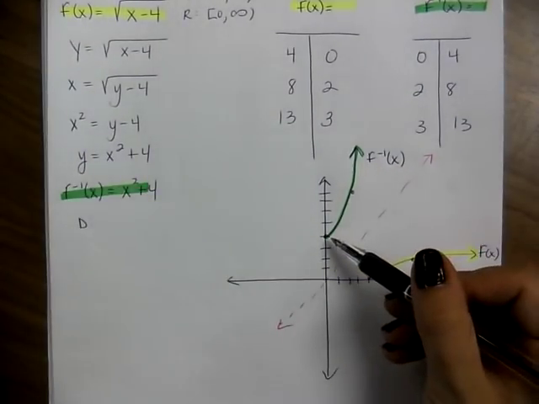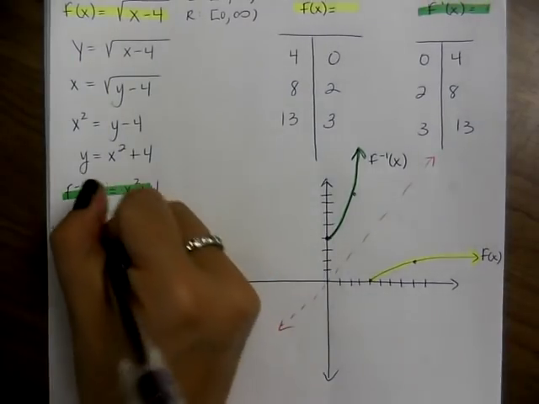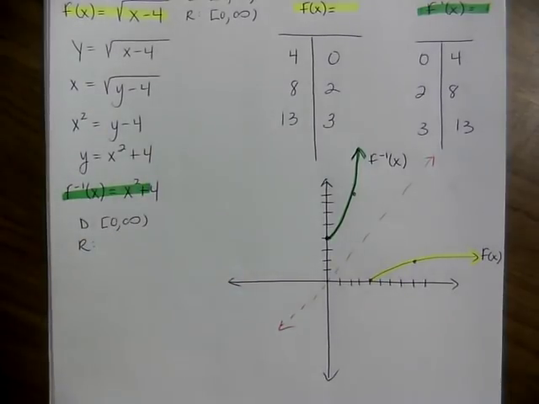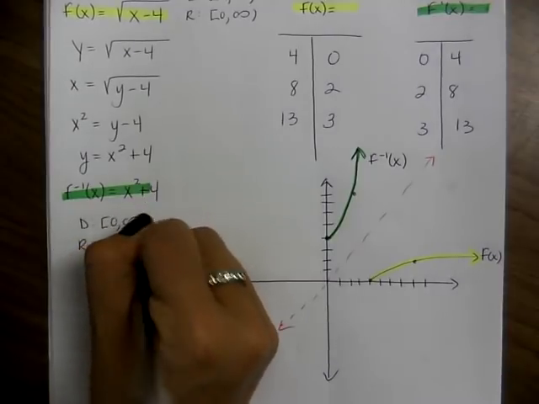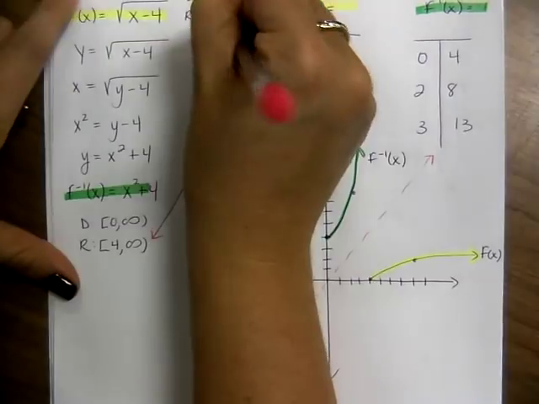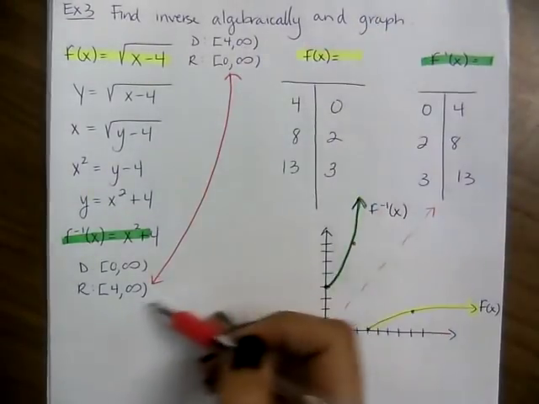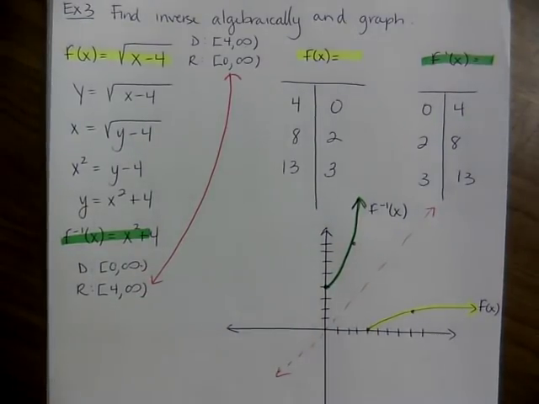Look at the graph. What's the domain? Doesn't it go 0 to infinity? What's the range? 4 to infinity. Now, this is a super cool part. Take a look at these. What happened? They interchanged, right? They flipped. This domain now became this range. This range now became the domain of the inverse. That's why it stays one-to-one.